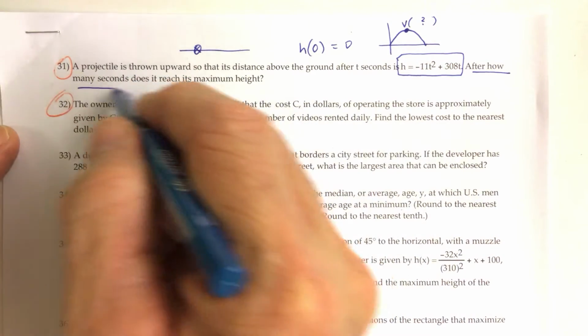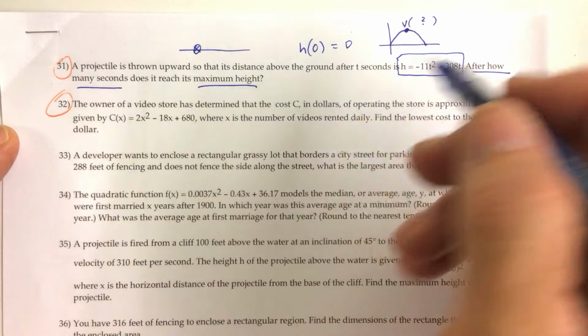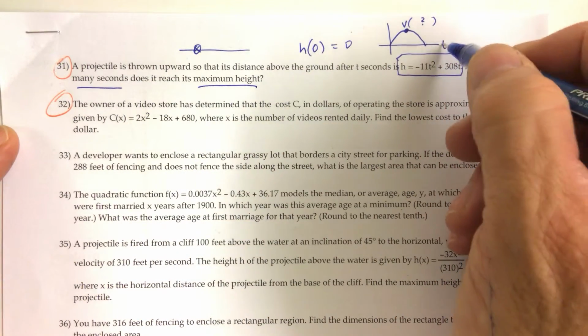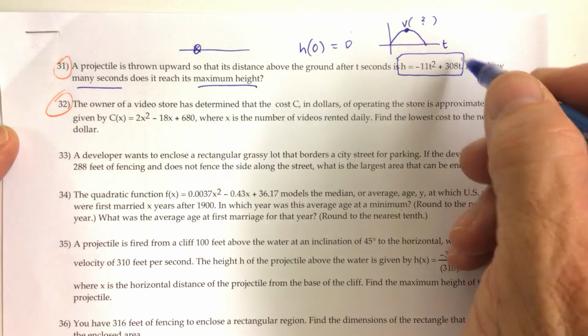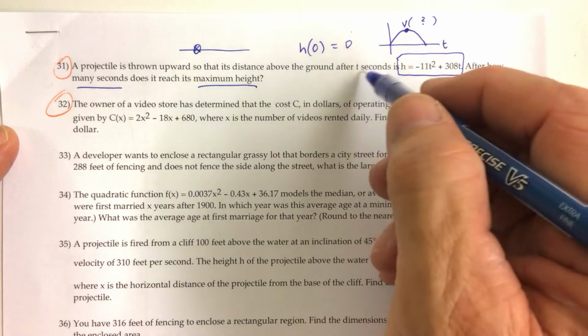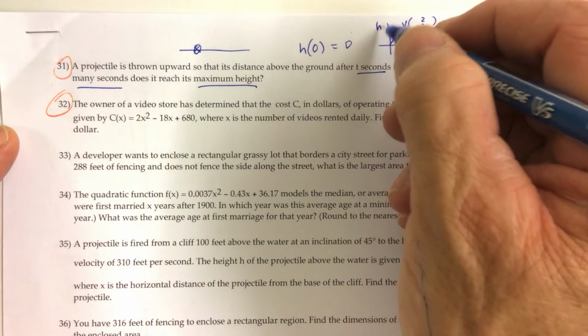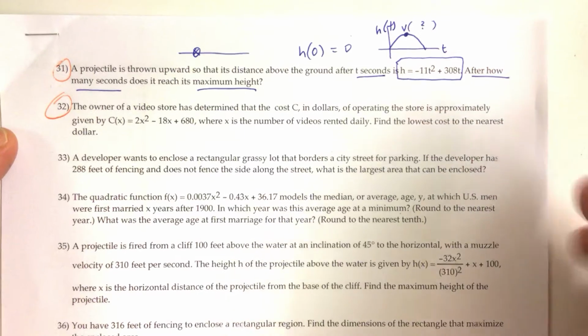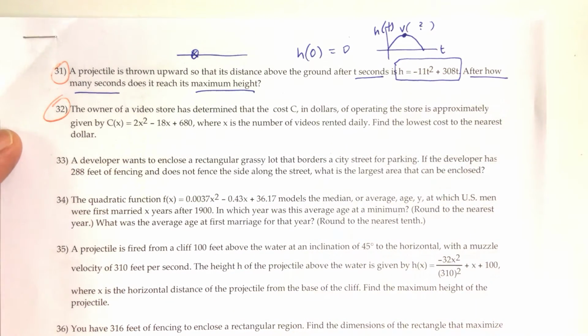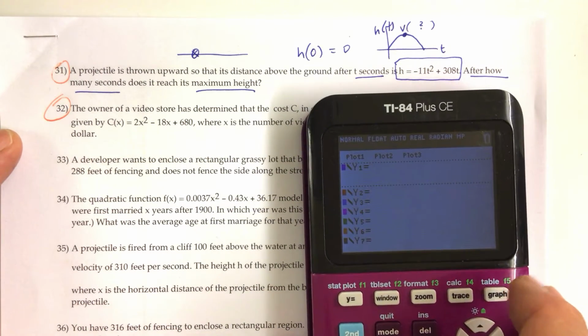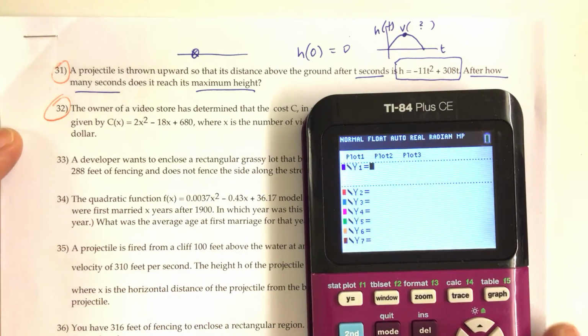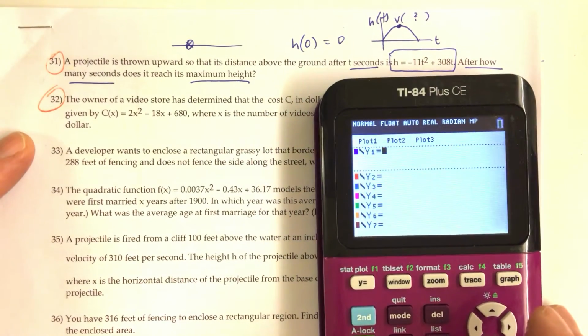We're not really sure where the vertex is, but that's where the action is going to happen. After how many seconds does it reach its maximum height? So the independent variable is t. T represents time, and h of t represents the height at a certain time. Knowing what we're looking for going in helps us to interpret the graph.